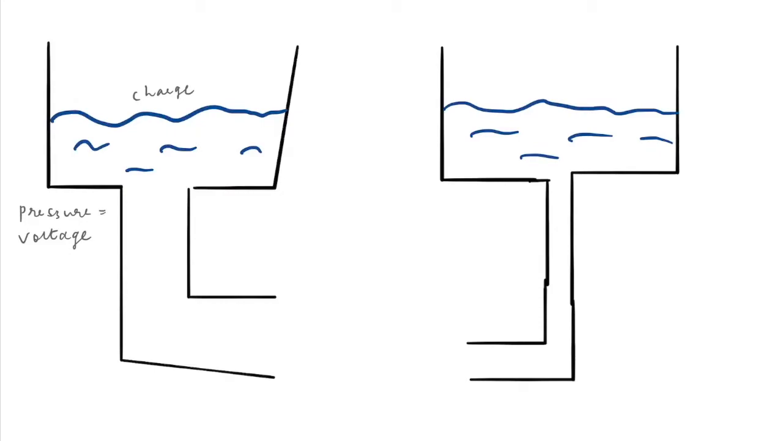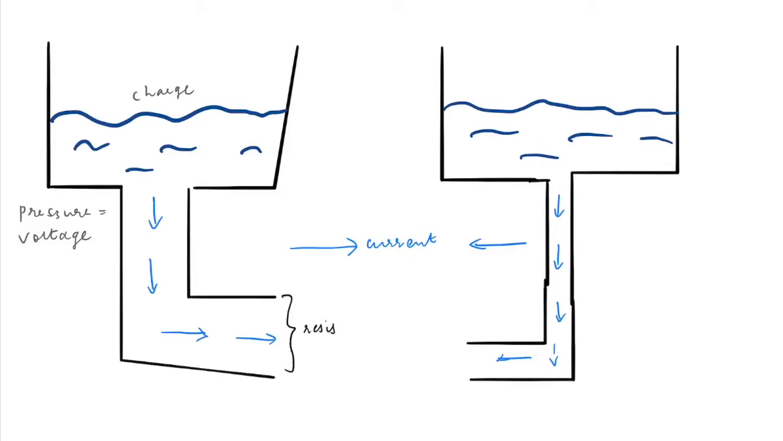The pressure in the tank represents voltage. The flow of water represents electric current, and the width of the pipe, which we can see is varied between the two pipes, represents resistance. We can understand that more water will flow through the pipe, that is current, the more pressure is applied, that is voltage, and the bigger the pipe, that is lower resistance.